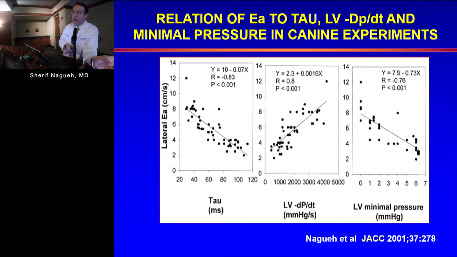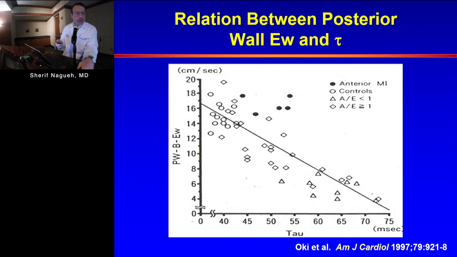We used LV minimal pressure here as a surrogate for LV suction, which is more challenging to measure as a pure variable. But you also notice that in ventricles with high LV minimal pressures, typically dysfunctional ventricles, that velocity is reduced. The counterpart of this data from patients is shown here.